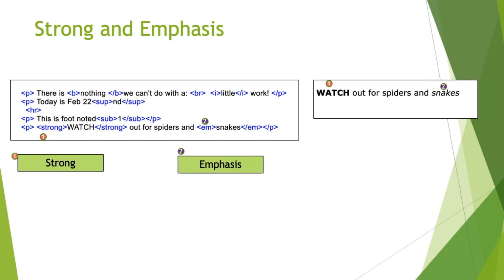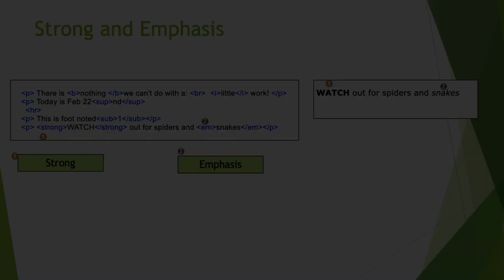And here we have 2 more text manipulation tags. We have strong and emphasis. Here, strong is just like it says strong, and then the closing tag /strong, and then emphasis EM and /EM. So one bolds and one italicizes the word. It's pretty much the same as the B and the I, just a different way to do it.